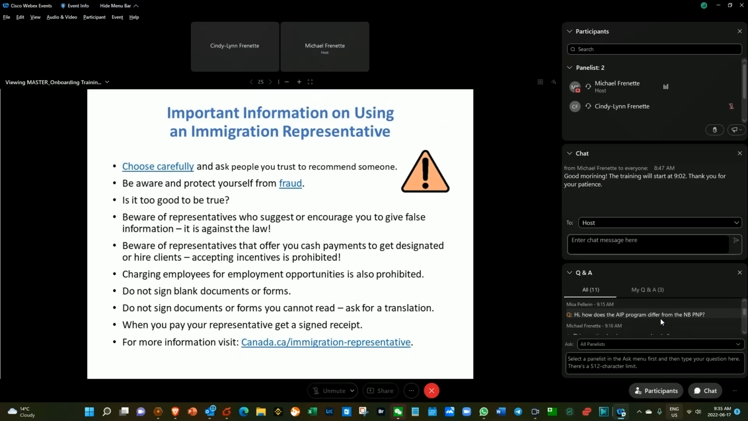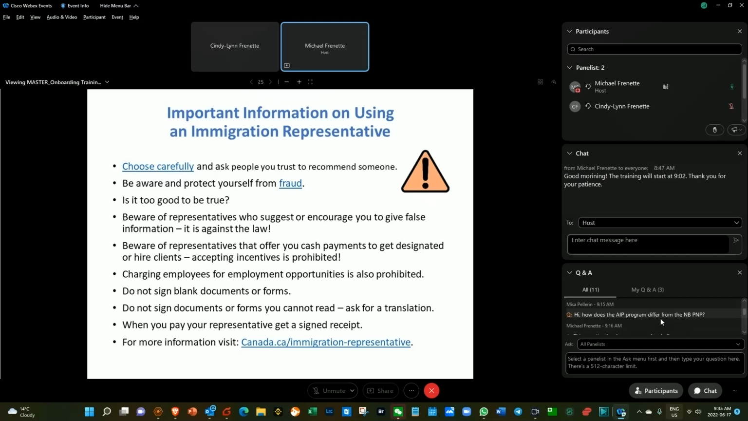When choosing an immigration representative, ask people you trust to recommend someone and choose carefully. So on this slide here, you can see some tips to protect yourself from fraud. Always ask for references and credentials. Be careful of anything that sounds too good to be true. Be aware of representatives who would suggest or encourage you to provide false information.